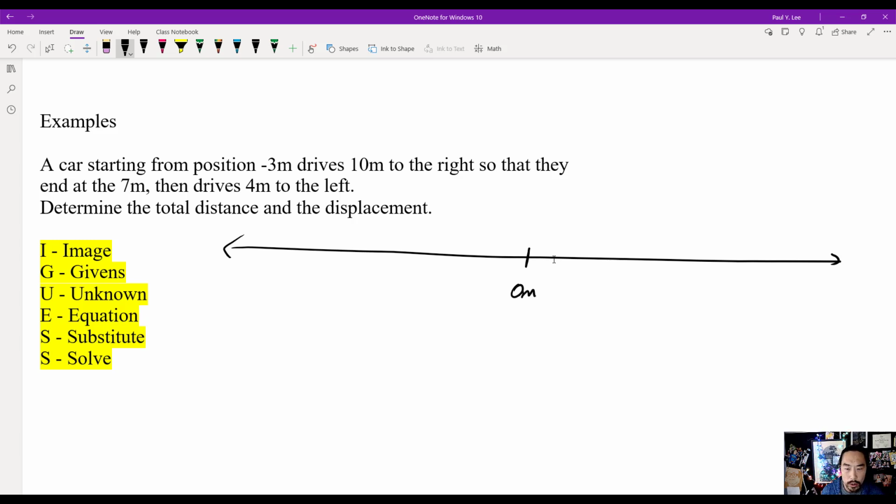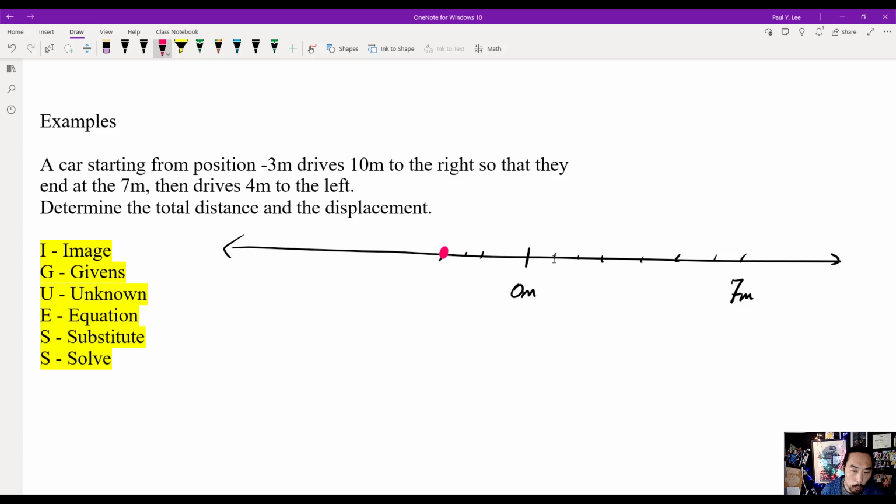Okay, so we start off at the -3 meter. So let's see, we have 1, 2, 3. So we are starting at the -3 meter, and I'm not going to draw the car itself. I'm just going to represent the car as this dot right there, and they drive 10 meters to the right, so they end up at the 7-meter mark. So 1, 2, 3, 4, 5, 6, 7. Okay. Notice here, I'm putting down the important information. These are what we call the givens that are part of the sketch.